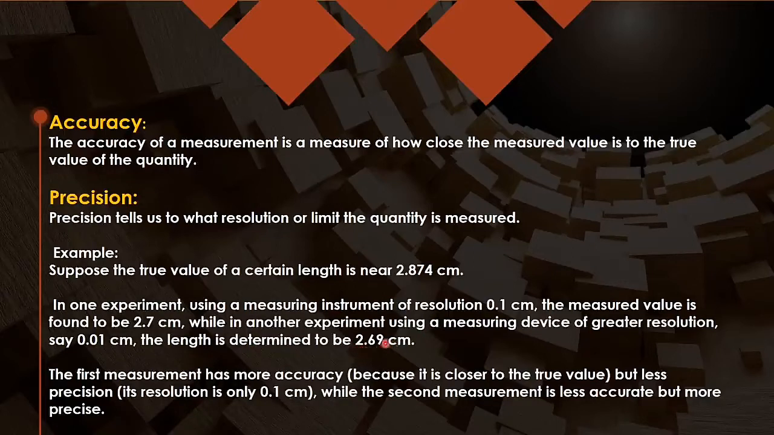Then of course 2.69 is more precise because you are getting more resolution, but the value 2.7 is closer to the true value. So the first student is doing more accurately. So accuracy and precision you have to understand. Most of the times you get a question in your exam on accuracy and precision. So this should be very, very clear: accuracy means being closer to the true value, but precise means the resolution of the measuring device is more.